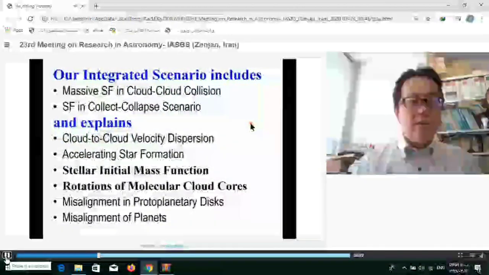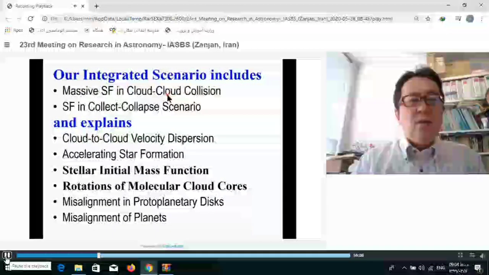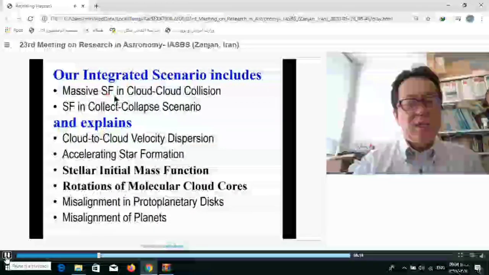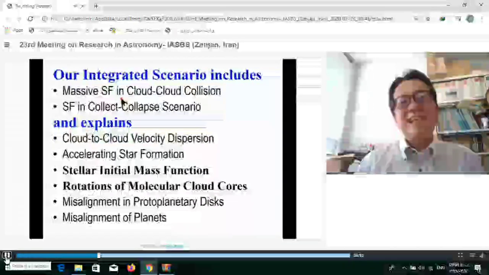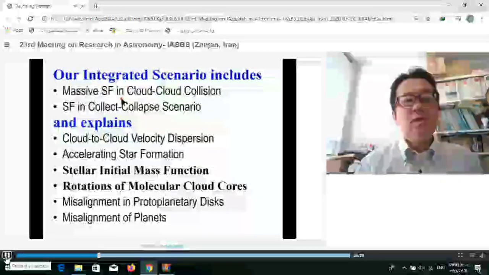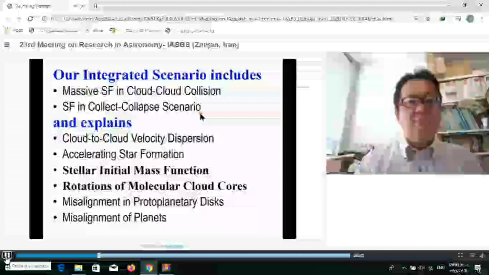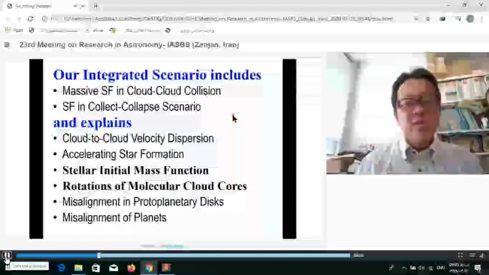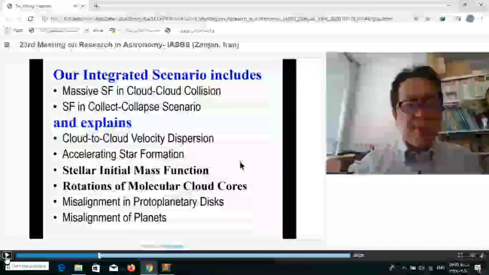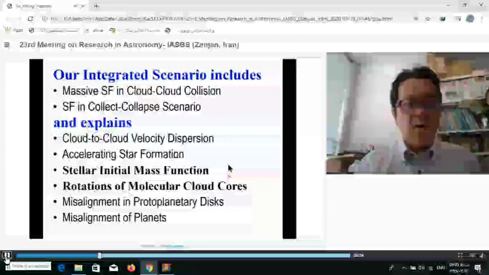I don't have much time, so I have to move on fast. Our integrated scenario includes massive star formation and cluster formation as a cloud-cloud collision scenario. And our scenario is essentially consistent with the collect and collapse scenario. Our scenario also explains many other properties, but today I don't have time. In the remaining time, I will briefly explain these two aspects.